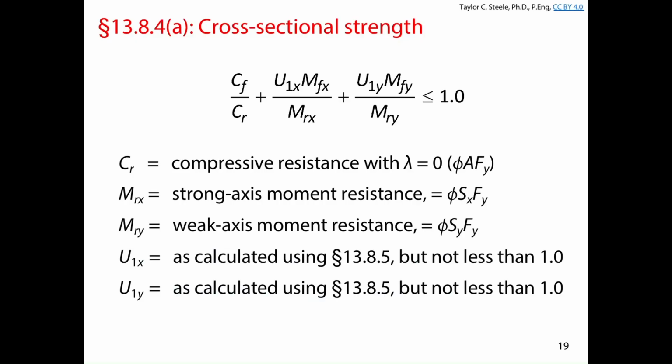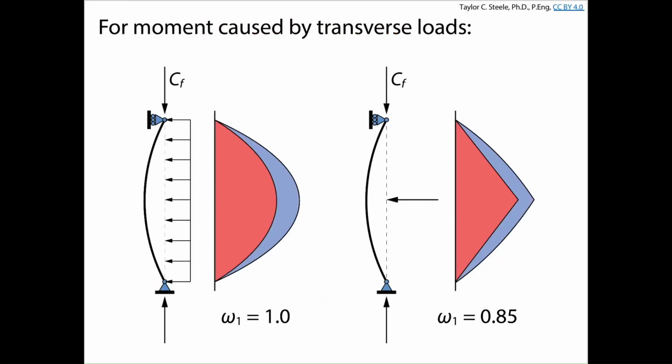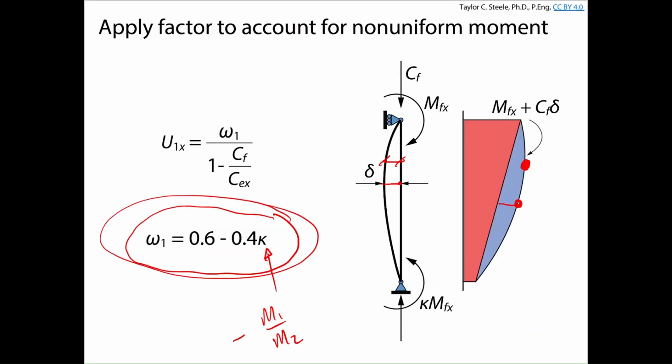For strong axis moment resistance, we take the fully braced class 3 moment resistance, SXFY, weak axis moment resistance, SYFY times phi, and then we've got the U1x values that we're going to be calculating, but they're not allowed to be less than 1. It might seem weird to have a U1 value less than 1 because we're talking about amplifying the bending moment on the cross section. But if we account for omega 1 for a single point load, or if we calculate it for a linear bending moment diagram, it is possible to get values of omega 1 less than 1, and therefore also U1 values of less than 1.